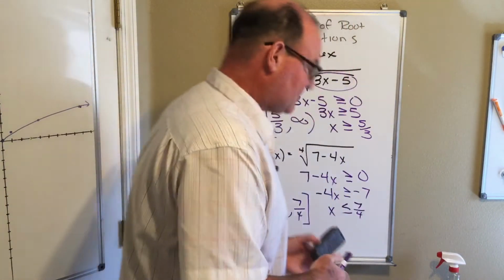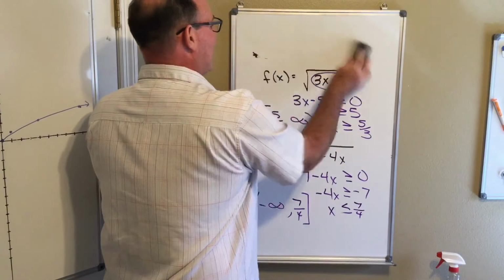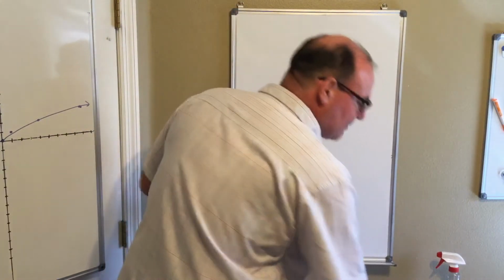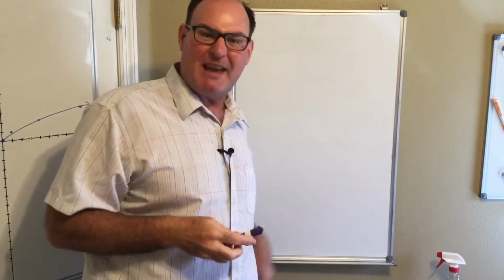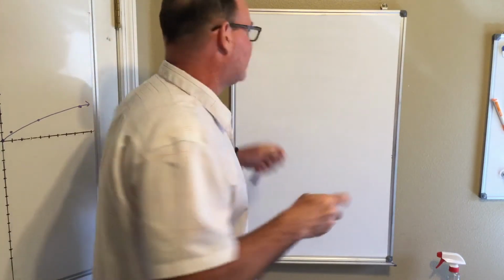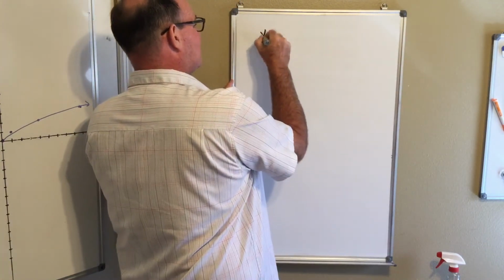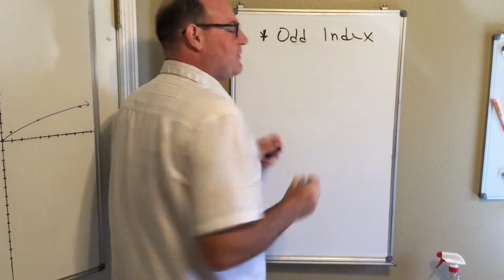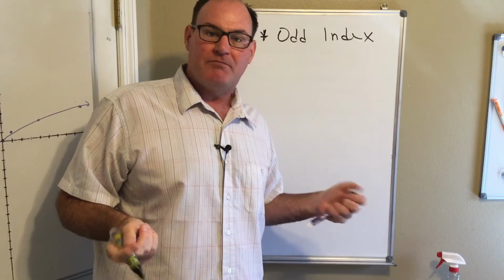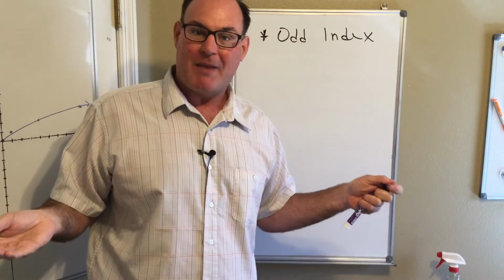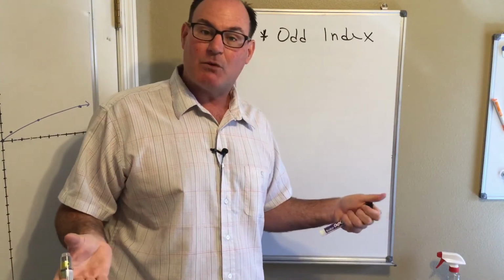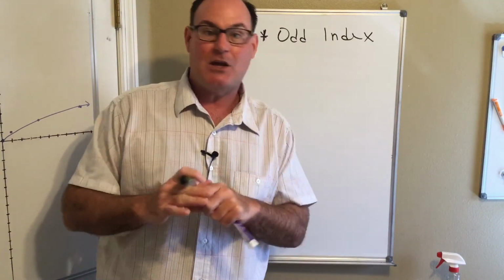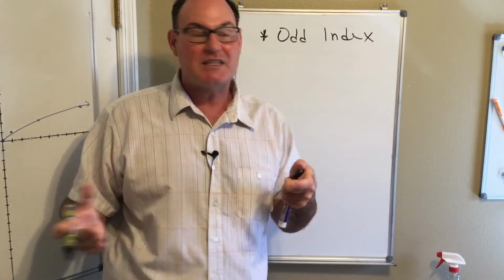The second situation is what do I do when I have an odd index? While I'm erasing the board, maybe you go through your notes, you find your basic graph for the cube root function. So the second situation is if I have an odd index. If you remember your cube root function, it has no limit on the domain. We saw back at the time when we graphed it that it went as far left as you go, so negative infinity, and as far right as you can go, so positive infinity.